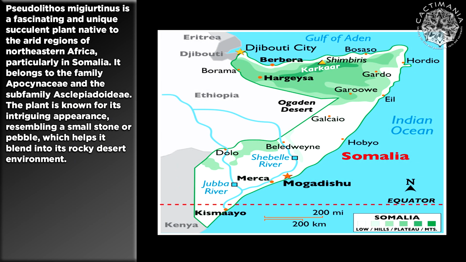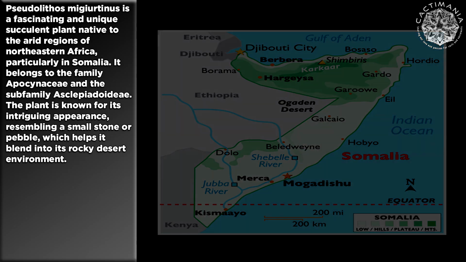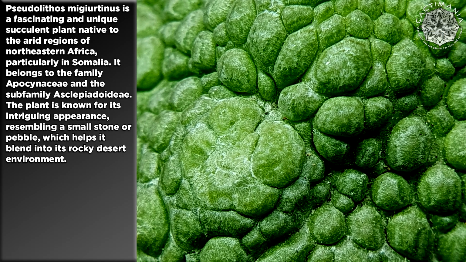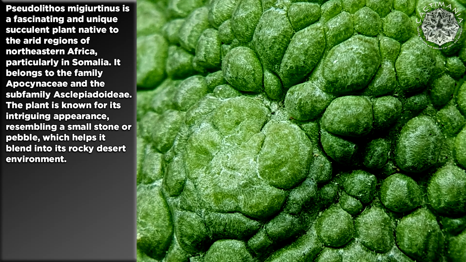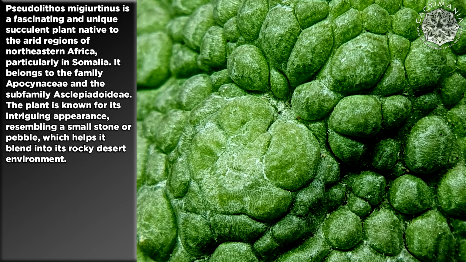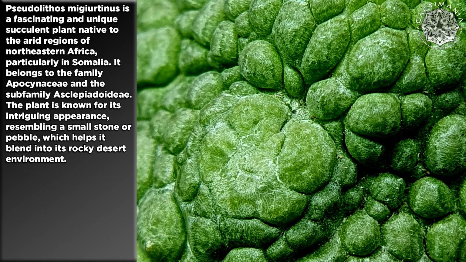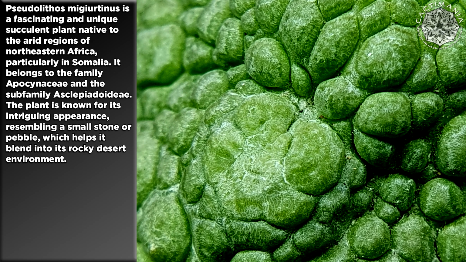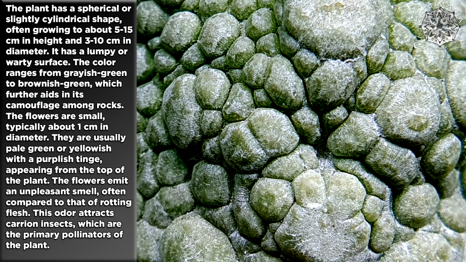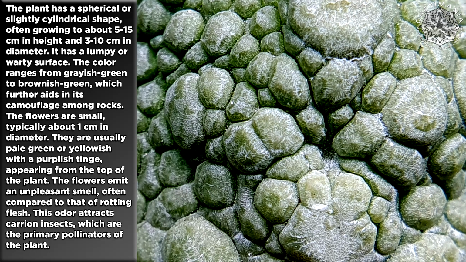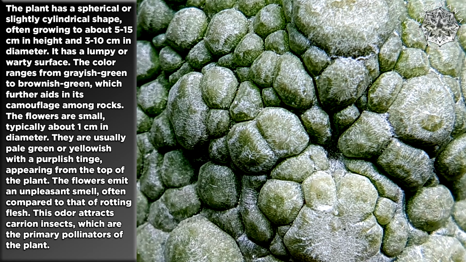Pseudolithos Migiurtinus is a fascinating and unique succulent plant native to the arid regions of northeastern Africa, particularly in Somalia. It belongs to the family Apocynaceae and the subfamily Asclepiadoideae. The plant is known for its intriguing appearance, resembling a small stone or pebble, which helps it blend into its rocky desert environment.